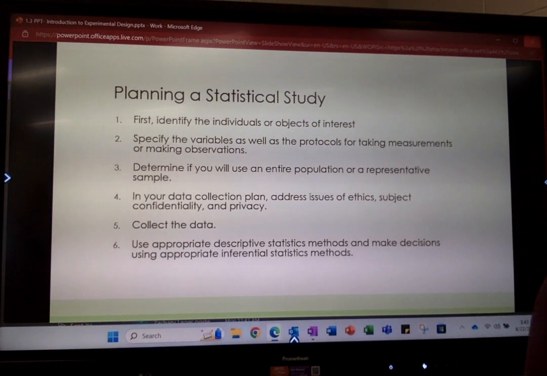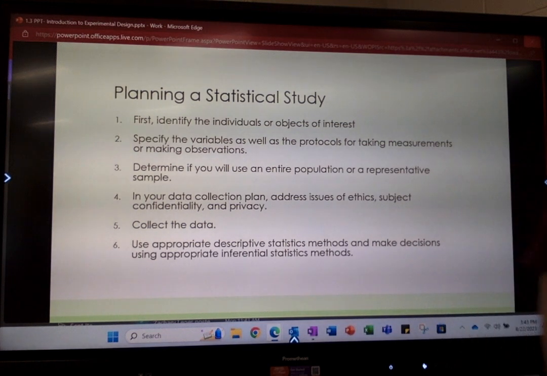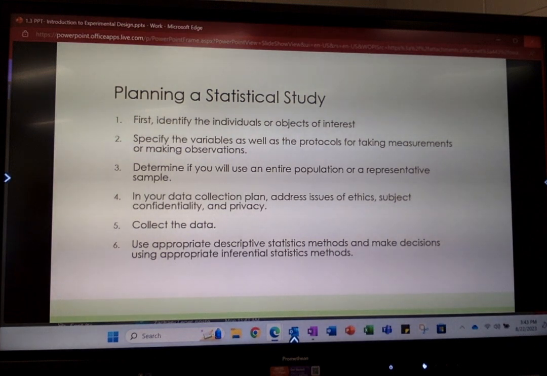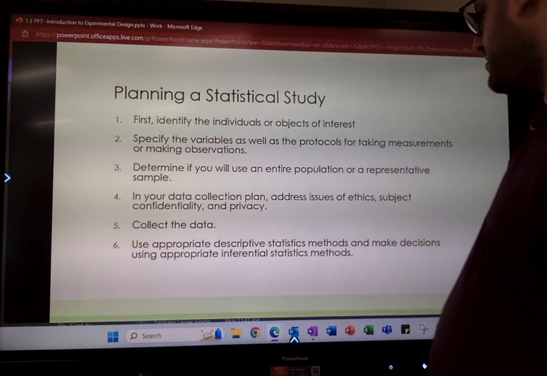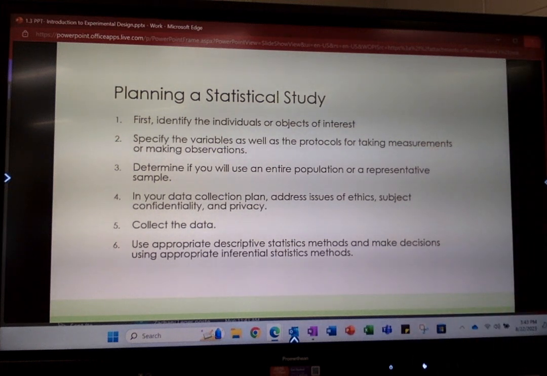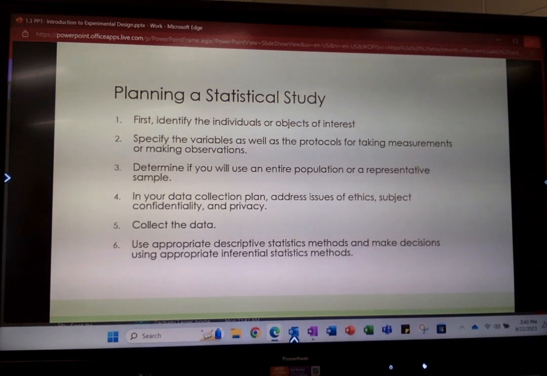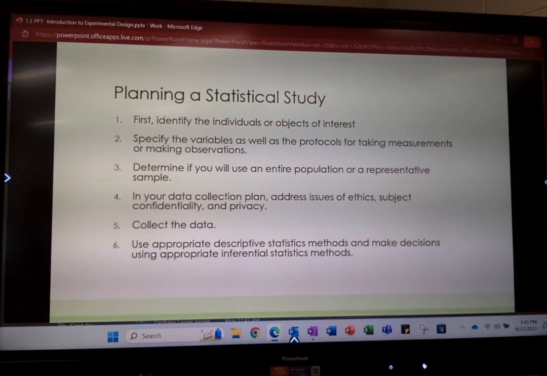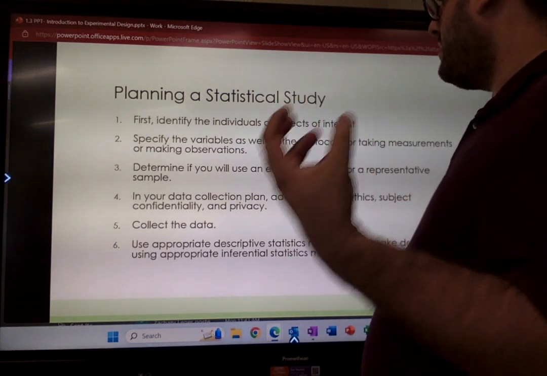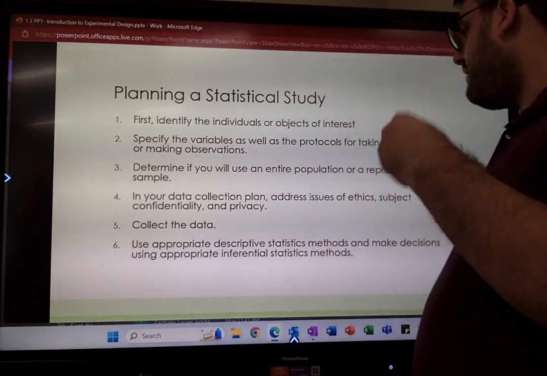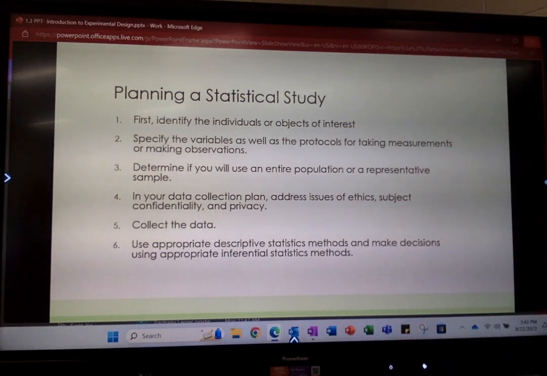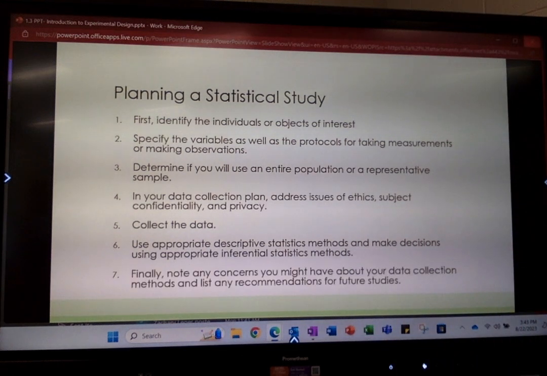We're going to get to step 6 as we move forward in this course. Chapters 2, 3, and 9 talk about appropriate descriptive statistic methods, and chapters 7 through 11 talk about inferential statistics methods. So we're going to collect the data, we're going to analyze it to describe a particular aspect of the subjects, and we're going to use inferential statistics to make hypotheses or make accurate predictions about it.